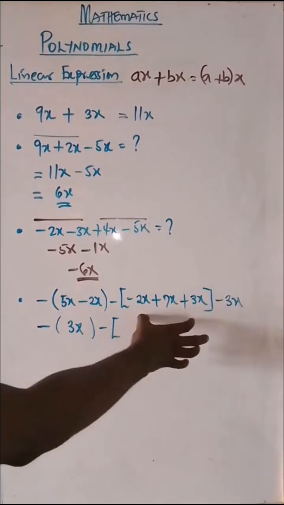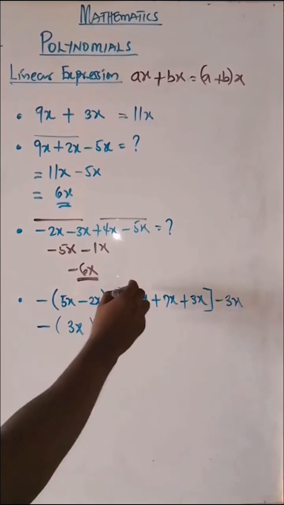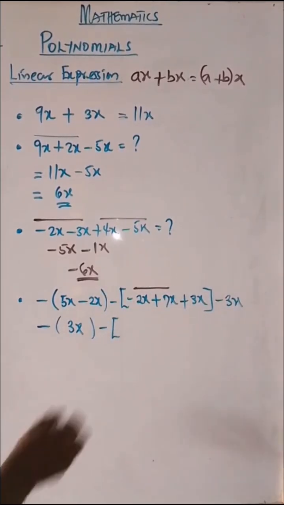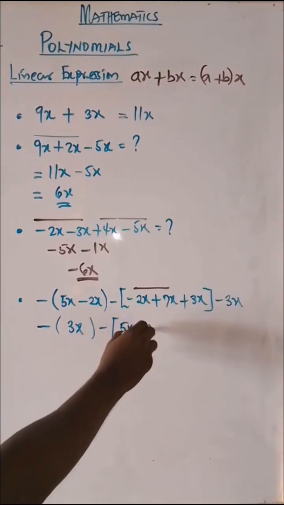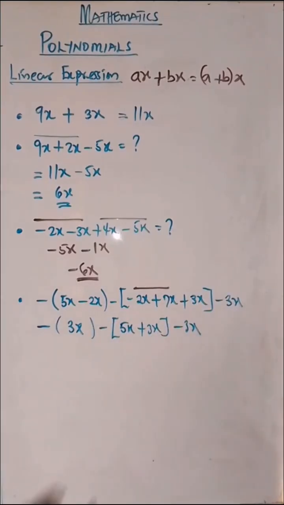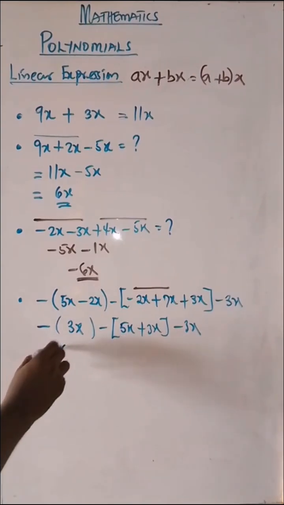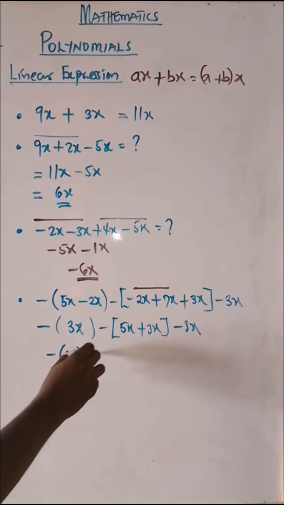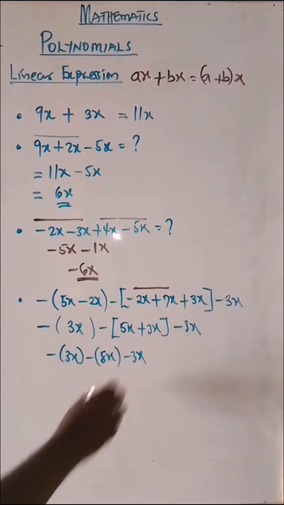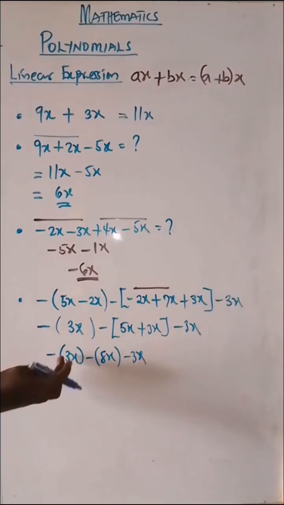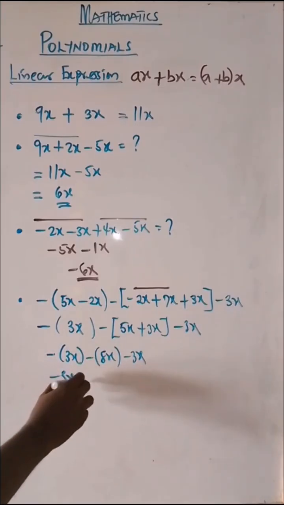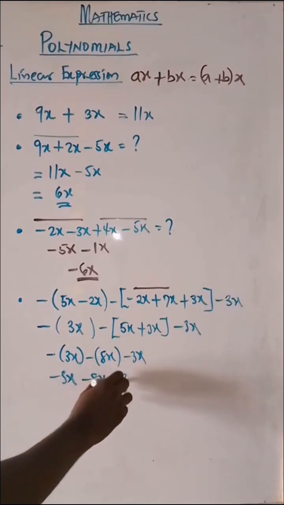Don't rush here. For this one, pair them up first. Let's do this first too. These two first. Minus 2 plus 7 is actually what? 5x. So here I'll write 5x plus 3x. The answer there is minus 3x. So here we still have this bracket. So here I have minus 3x minus 5x plus 3x is 8x. Then minus 3x. So this time around, what we have beside 3 here is positive. So here just becomes minus 3x minus 8x minus 3x.